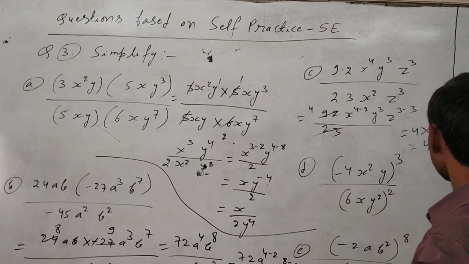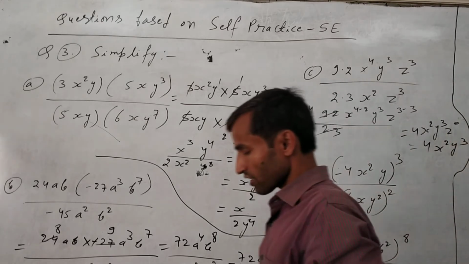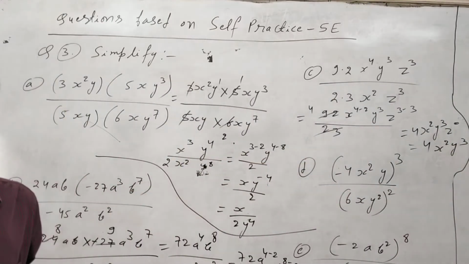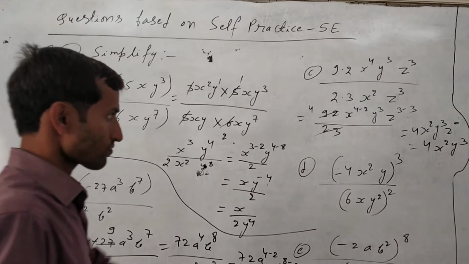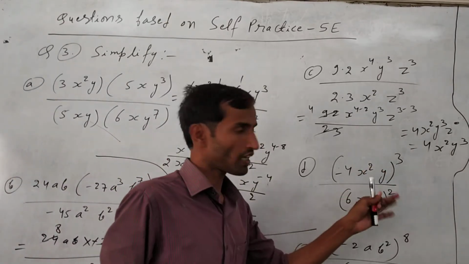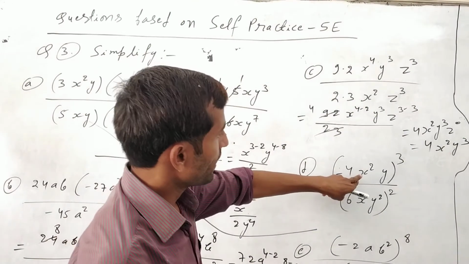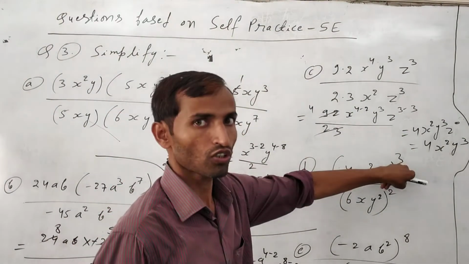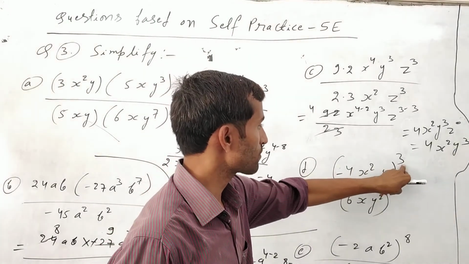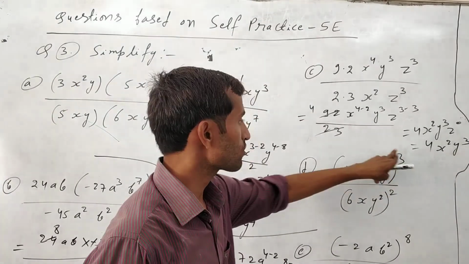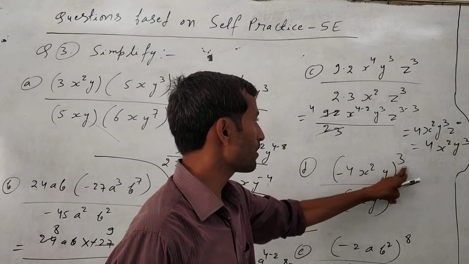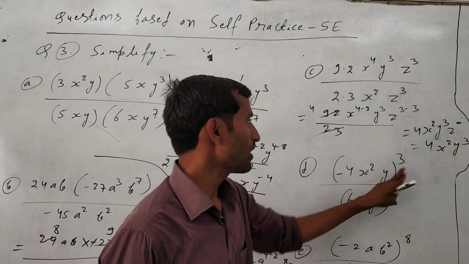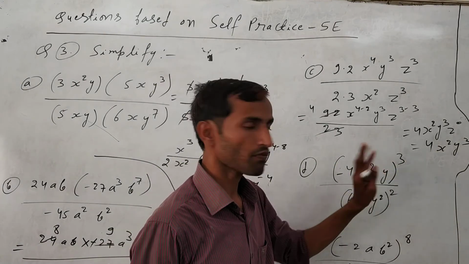Next question, next part is D. In that case, what will we do here? Here also it is the same type, but you have to see here power minus 4x square y and whole power 3 is given. Be careful of this power, because it is a whole power, which means it will affect everything inside, and it will change each power here also.